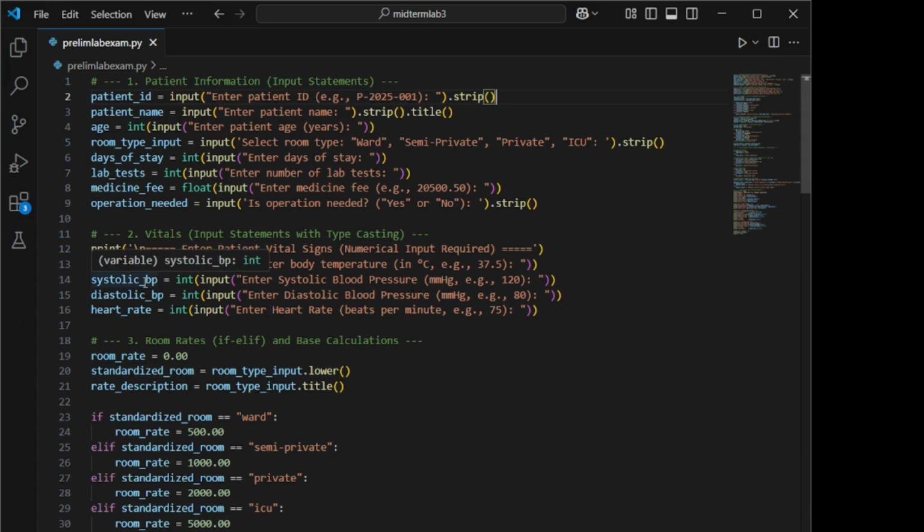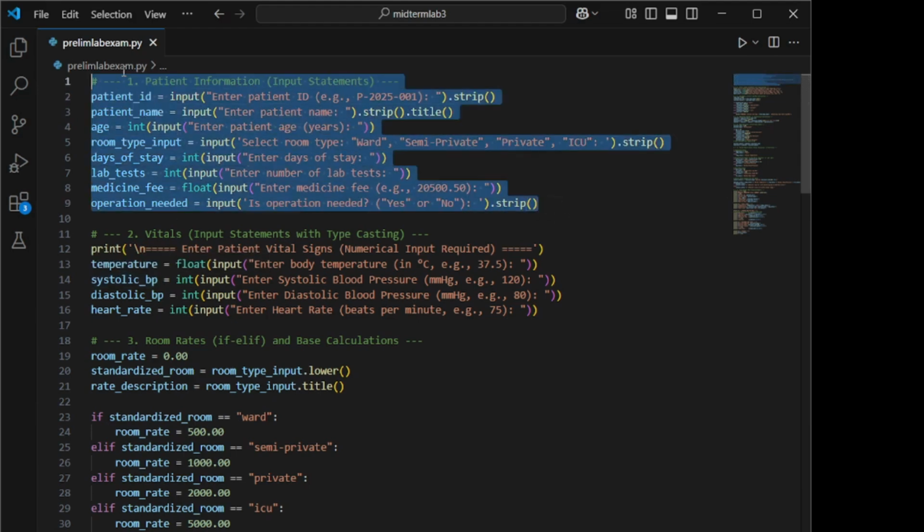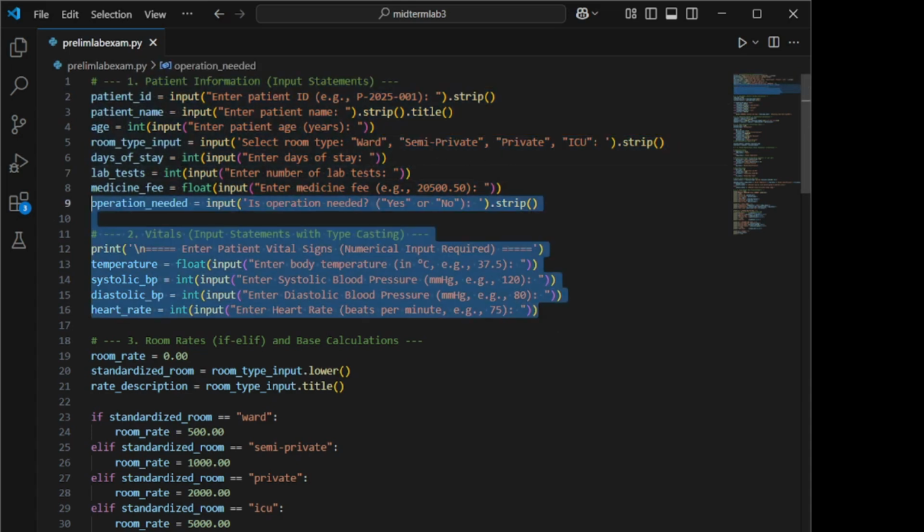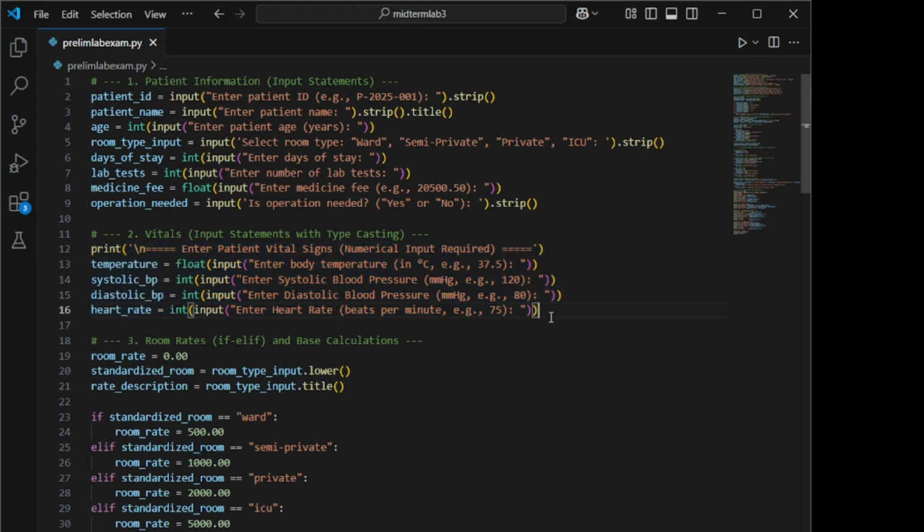So our first step is to gather data, and we need two main blocks of information. This first block is the patient details, and the second block is the vital signs of the patient.